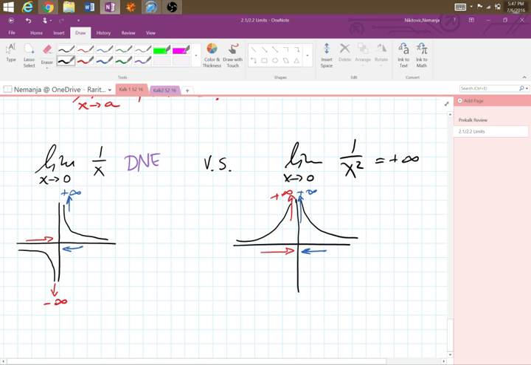Pre-calculus will, in both of these cases, give us does not exist. If you plug in 0 into any of these problems, you get that the functional value does not exist.